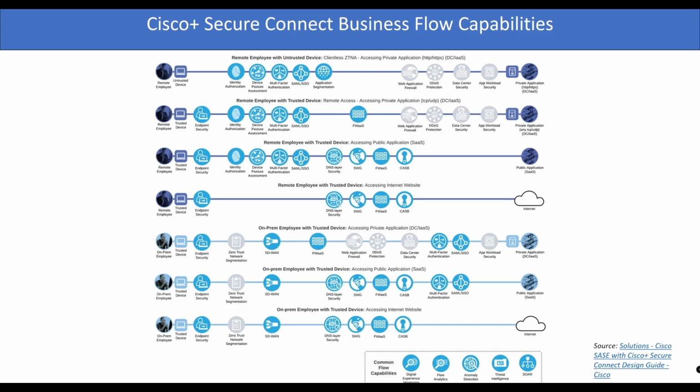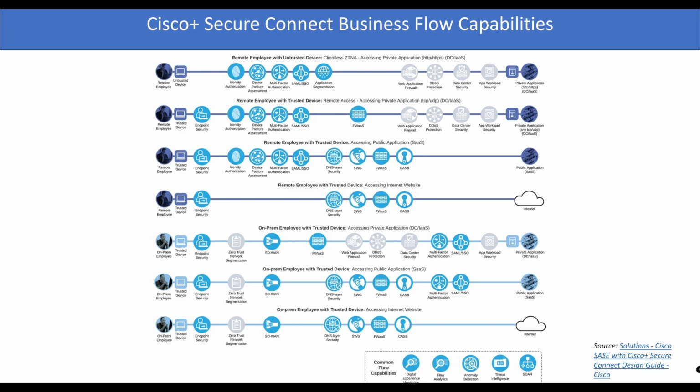And then lastly, with the on-prem trusted device accessing the internet, you can see there that we're going to maintain that DNS layer security. We've got the SWG that we're going to keep in place, as well as the firewall as a service and CASB. We don't need the multi-factor authentication or SAML because we're just browsing technically the internet there.